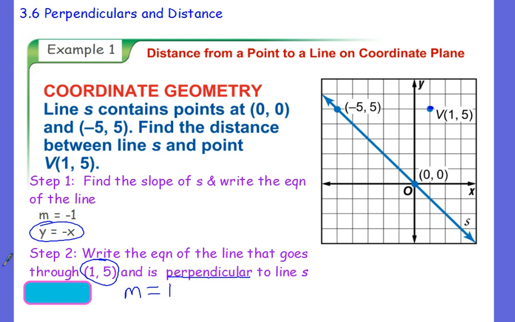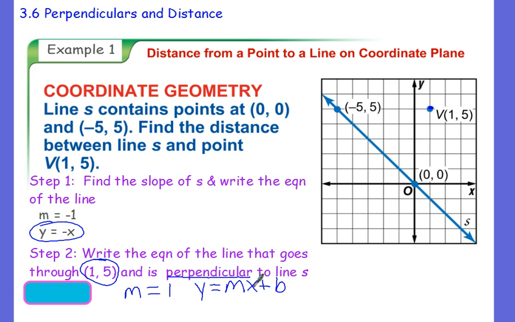So we know 2 pieces of information. We know a point on the line, and we know the slope of the line. So you could use point-slope form to write the equation, or most of you guys are a fan of slope-intercept form. y = mx + b, and we can just use that also.